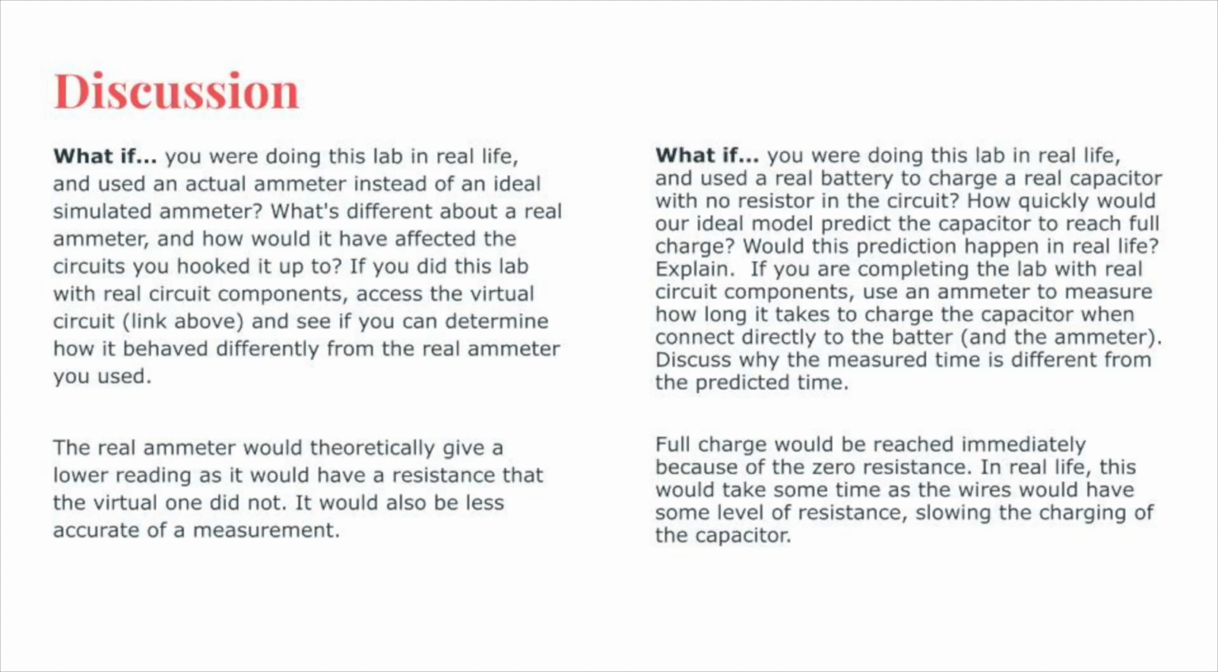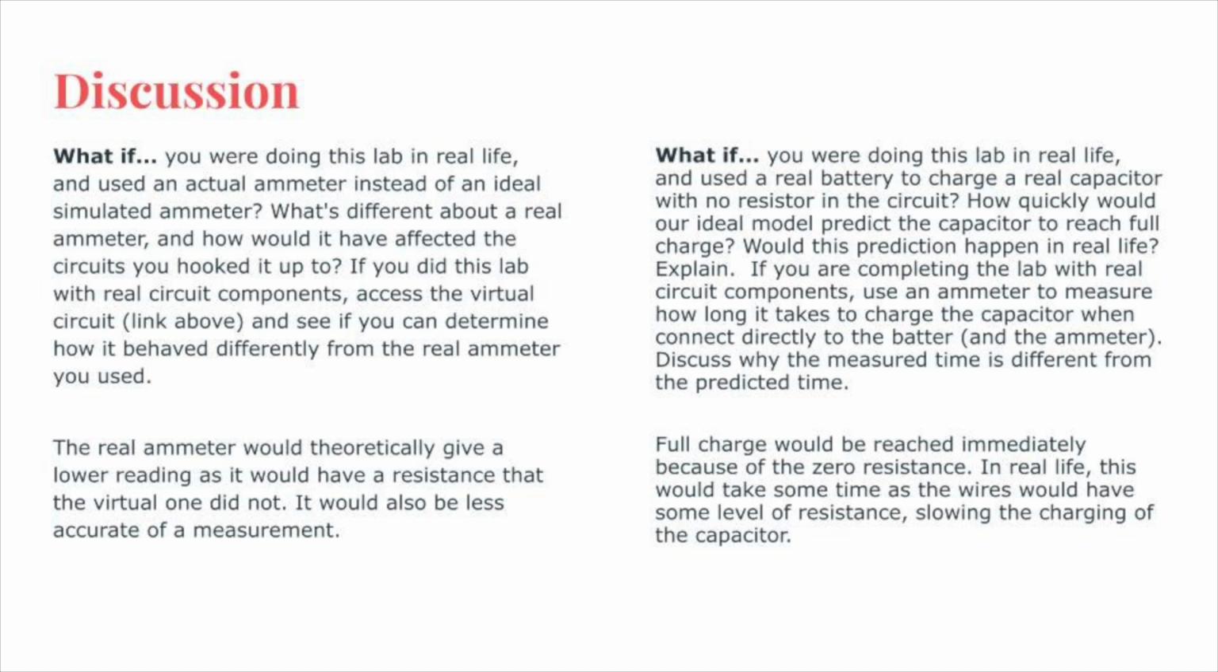First question, what if you were doing this lab in real life and used an actual ammeter instead of an ideal simulated ammeter? What's different about the real ammeter and how would it have affected the circuits you hooked it up to? In real life, ammeters have some small resistance, and therefore the measurement that it should give is a lower measurement for amps than the theoretical ammeter gave. It would also be a less accurate measurement because of different outside factors that could affect it, while in this lab, the other stuff could not have affected our theoretical ammeter.